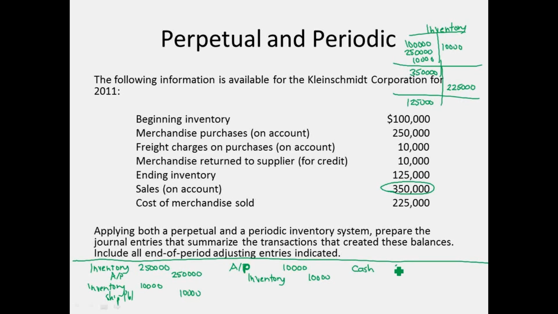I sell it for $350,000. So what happens? I get cash, and I have sales revenue. And what do I do at exactly the same time? I record my cost of goods sold, which they're telling me is $225, and inventory.